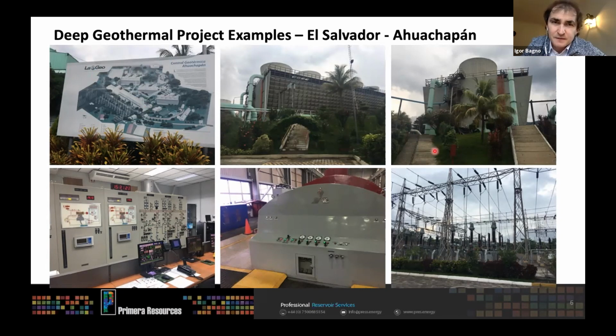It started in 1975, and all the facilities have been there since that time. Nothing has changed. The project is ongoing. Here we have examples of the main facility, the turbine, which was Japanese, provided by Mitsubishi, the power transfer facility, and the control room.